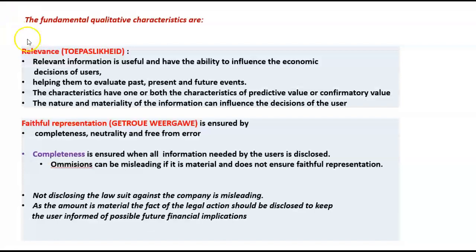So if you look at relevance, for instance, you will get a half a mark just for mentioning relevance. And then when you go and explain it, for that you would have received a half mark. You would have received a full mark: one for predictive value, one for confirmatory value. And the nature and materiality, probably another mark. Completeness, neutrality, and free from error, and faithful representation. Just to mention that, half a mark, half a mark, half a mark. And then for every valid point that you raise under each and every one of them, another half a mark.